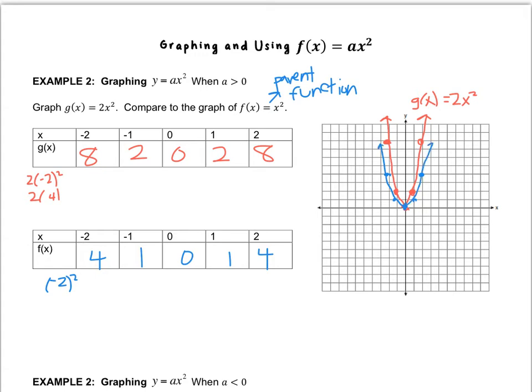So there's f of x equals x squared. And what you should notice is that the 2x squared graph is much skinnier. They have the same vertex, but 2x squared got more narrow. So let's write g of x is narrower than f of x.